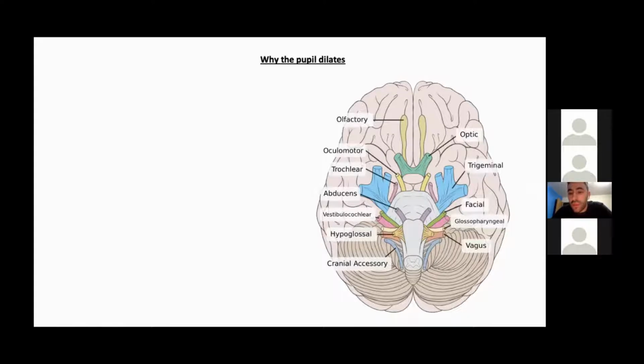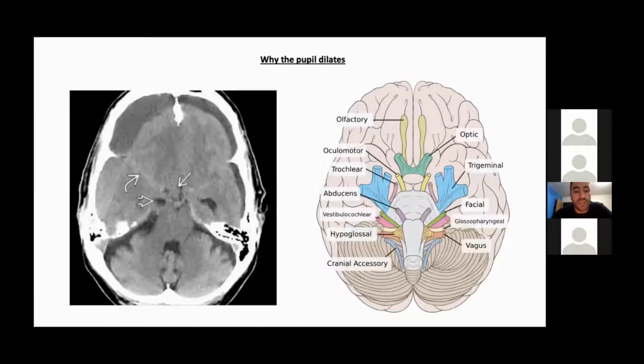When the pressure is pushing down and the temporal lobes are being pushed down and medially, the most medial part of the temporal lobe presses straight on the oculomotor nerve. And so that's when you get pupillary dilation. You can see it here in this scan, just where that outlined arrow is: that's uncal herniation pressing down right next to the midbrain.